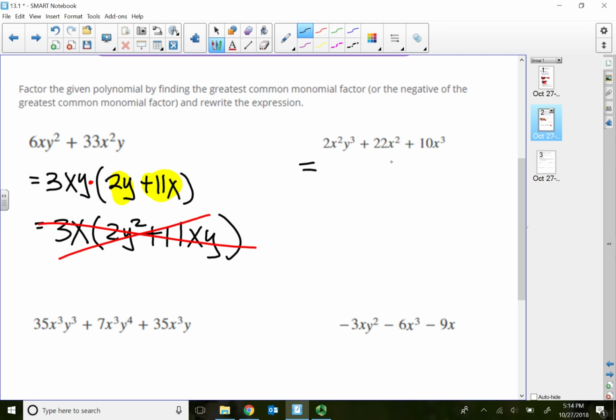Between these three terms, 2, 22, 10, I can factor out a 2. x is repeated between all three terms; choose the smallest exponent, which is 2. y did not repeat between all three terms, so I cannot factor out any y. So let's see what's left. 2 going into 2 one time. Take both x to the outside, so no x left. That means my first term in the parentheses should be just y to the third.